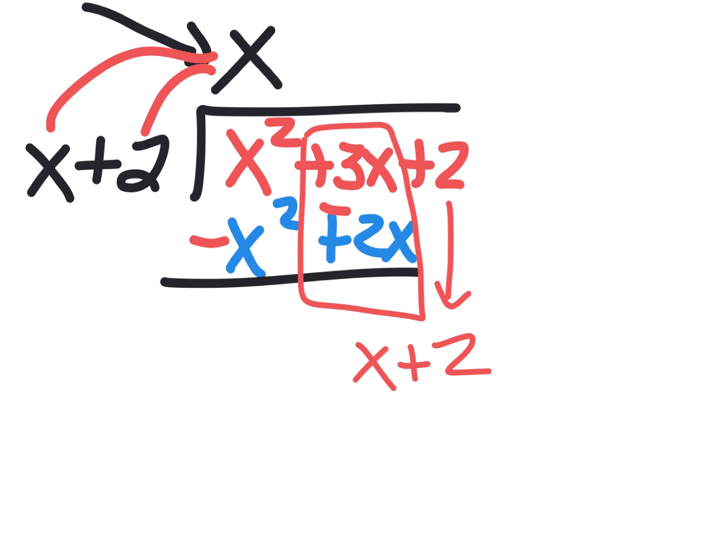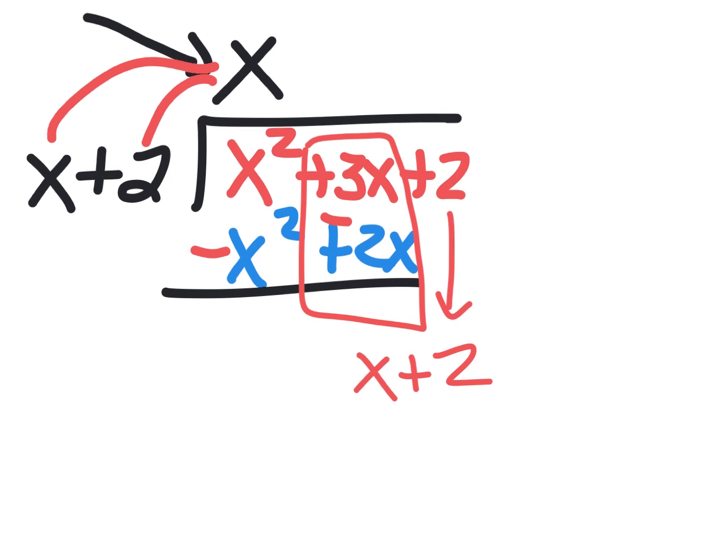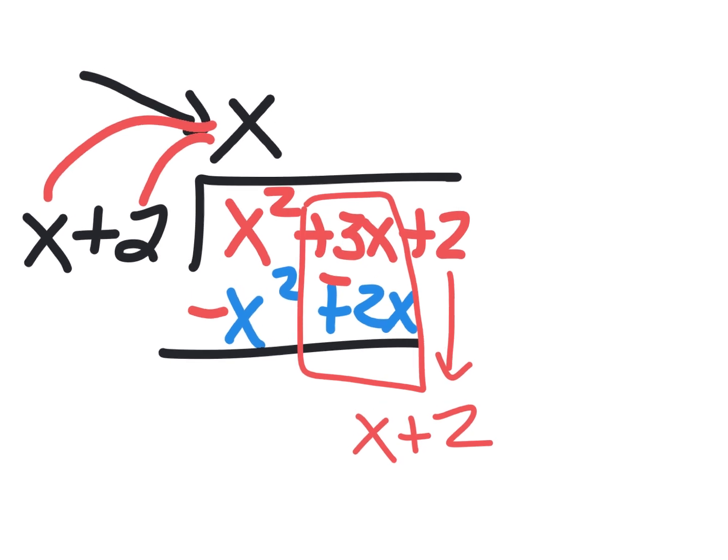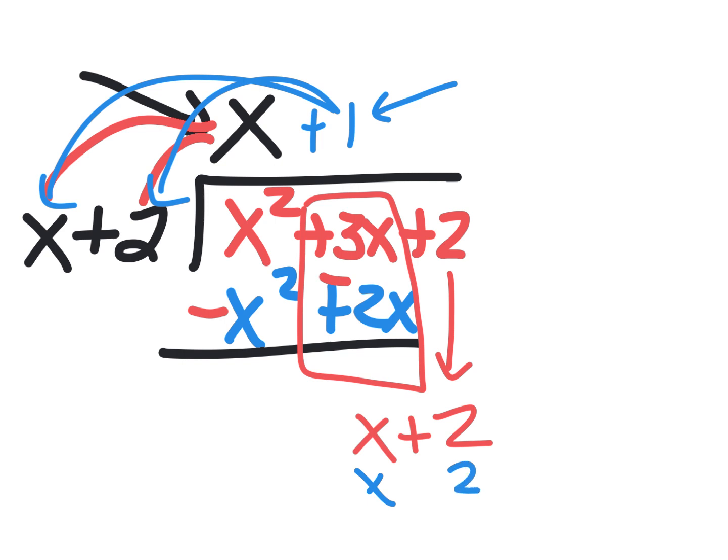Okay, what happened there? Okay, now, what goes on the top? I said the simplest thing to put first is an x, but then the next simplest thing to put is like a 1. So try putting a 1. Did you guys try putting a 1? Good. 1 times the x, x. 1 times the 2, 2.